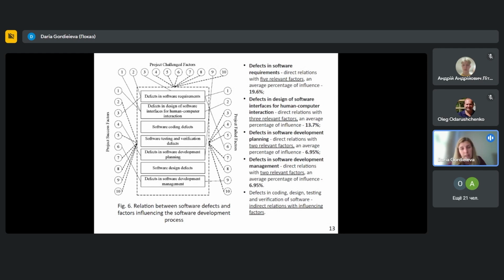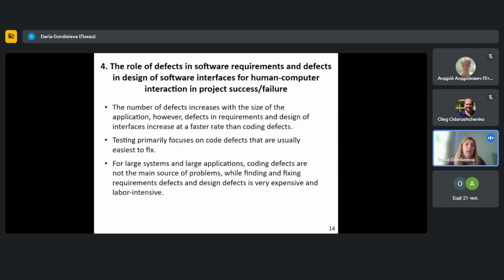Therefore, the leading domains of defects affecting the software development through influencing listed factors of success or failure are the domain of defects in software requirements and the domain of defects in design of software interfaces, with a total percentage of influence of 36.3%. The number of defects increases with the size of the application. However, defects in requirements and design of interfaces increase at a faster rate than coding defects.